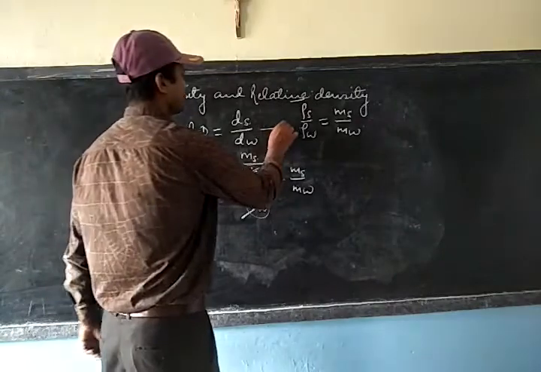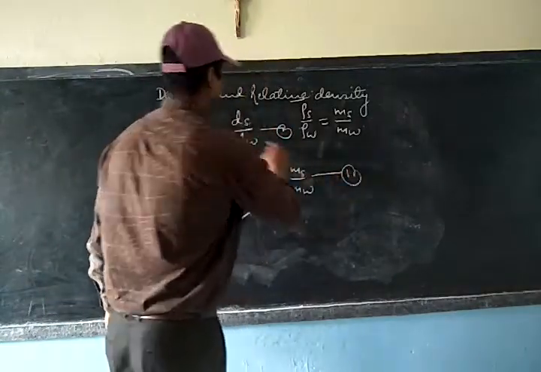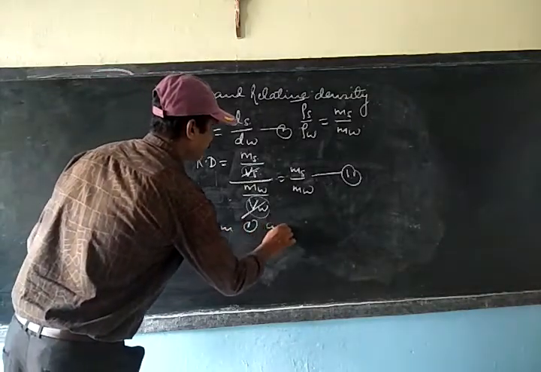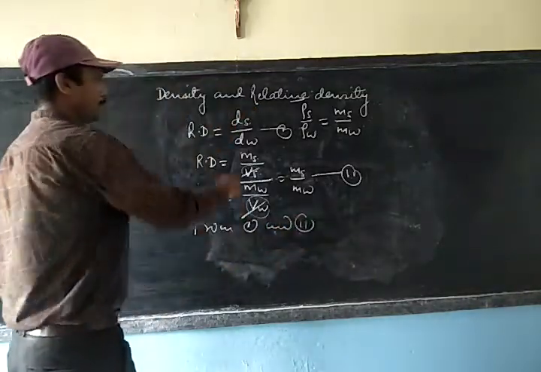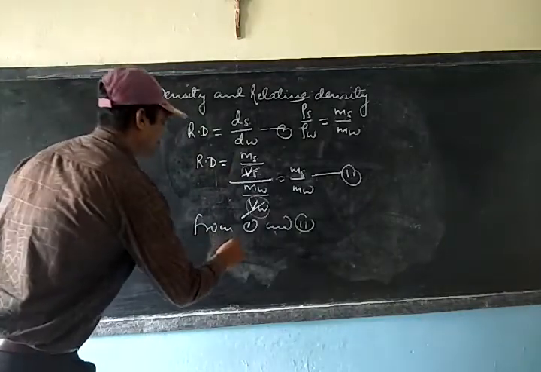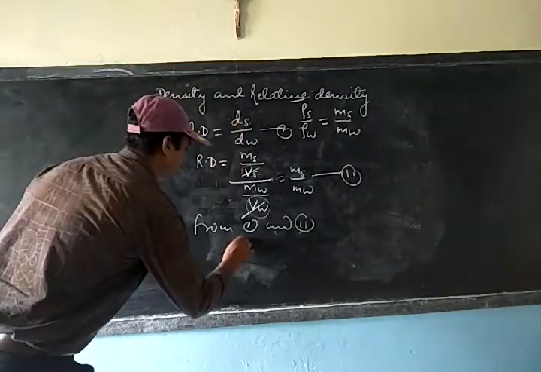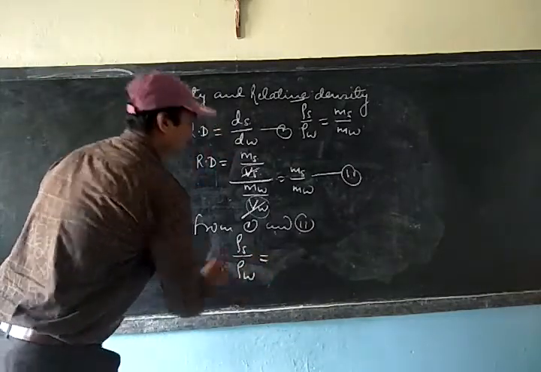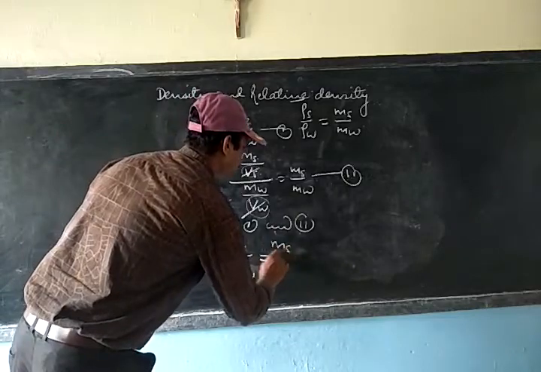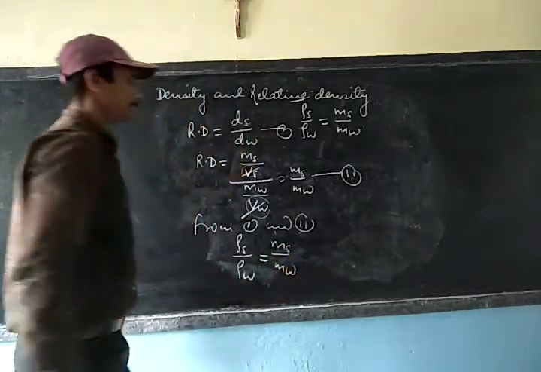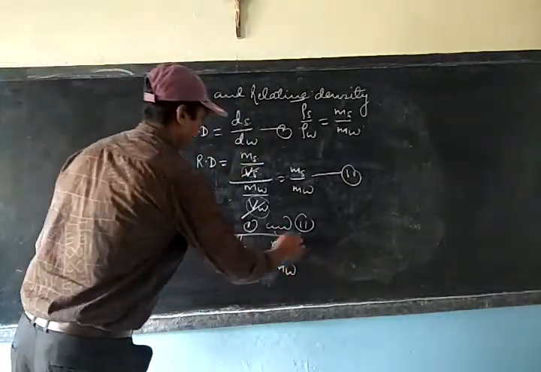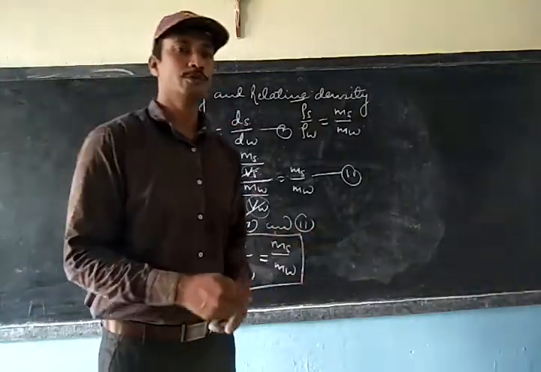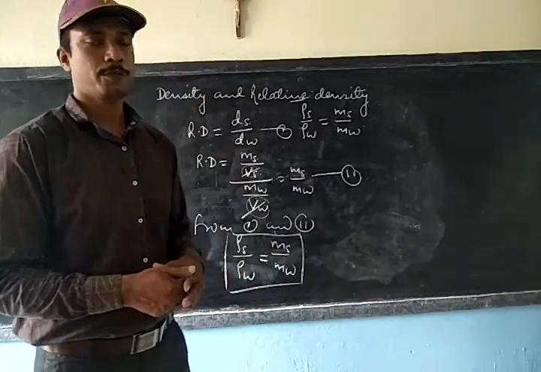Now from equation 1 and 2, we can write density of substance by density of water is equal to mass of substance by mass of water. This is a very important relation between density and mass, which you can directly use while solving problems.